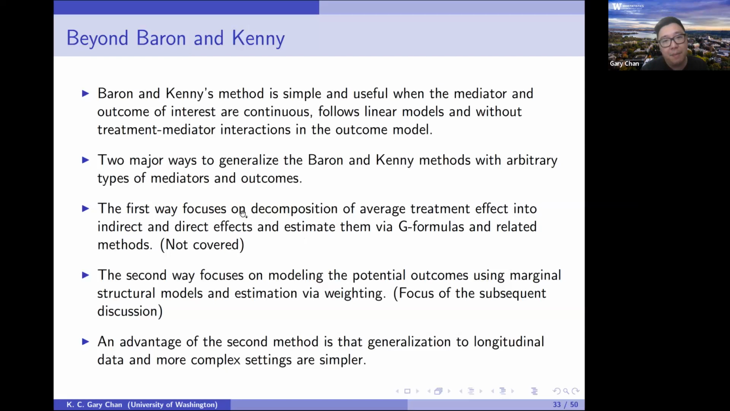But I agree. In general, it's a little bit harder for effect decomposition to deal with treatment-induced confounding. But for the marginal structural model, you can factor that in because you can do it at every time point, and consider it this way.